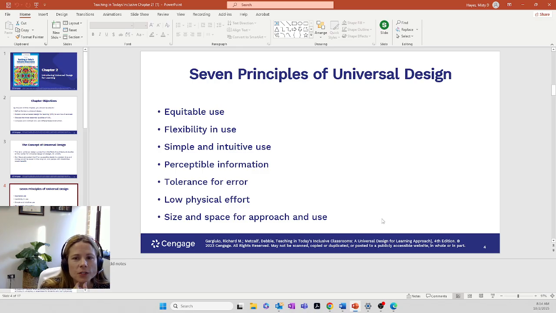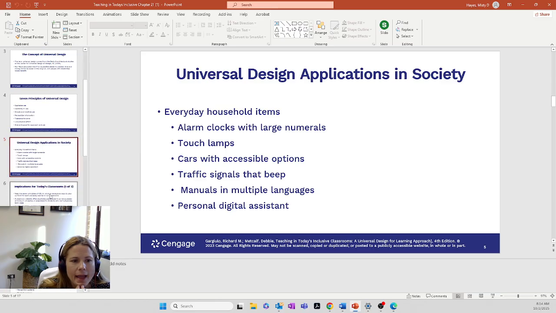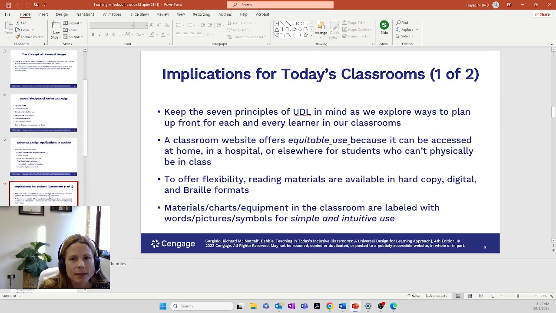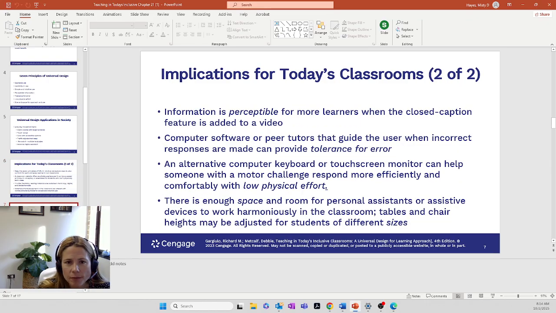So when we talk about universal design for learning, we're really using these principles from universal design, right? And we have to think about the implications in our actual classroom, right? So we have to be flexible. We have to look at all of our instruction, the materials that we have, the things that we put up for them to look at.